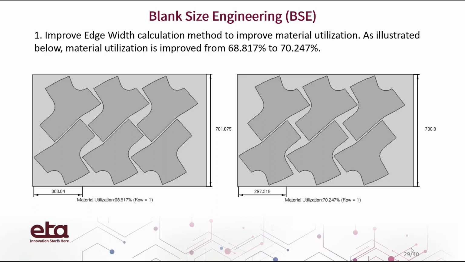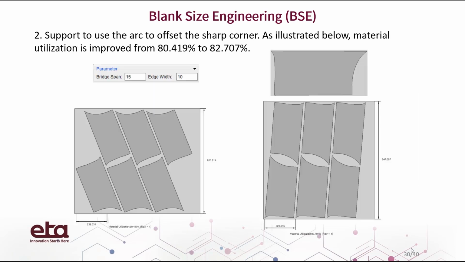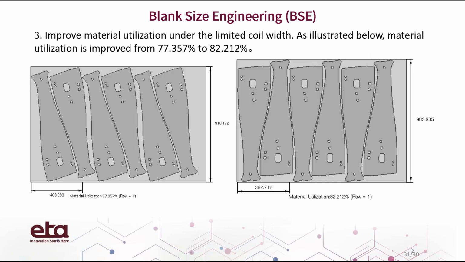In Dynaform 6.2, we also enhanced the nesting capabilities of BSE. The edge with calculation method is improved. As a result, the calculation of material utilization is improved. By using arc to offset shape corner, the material utilization is further improved. Limited coil width is considered in new nesting algorithm and resulted in significant improvement of material utilization.